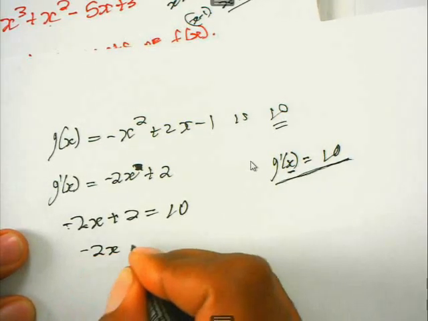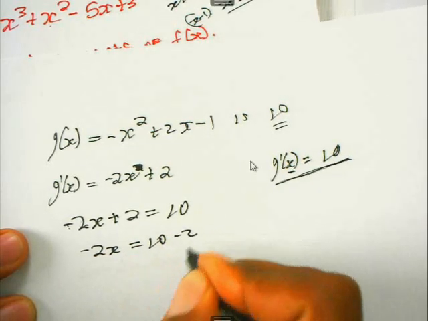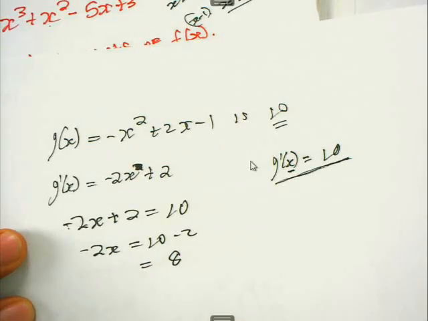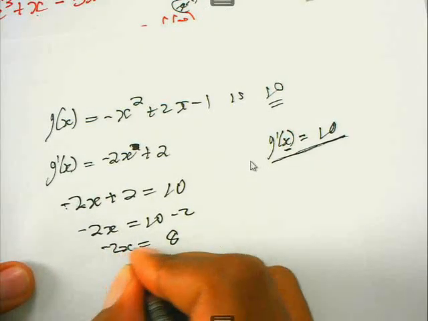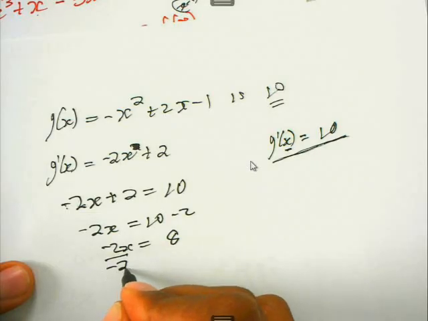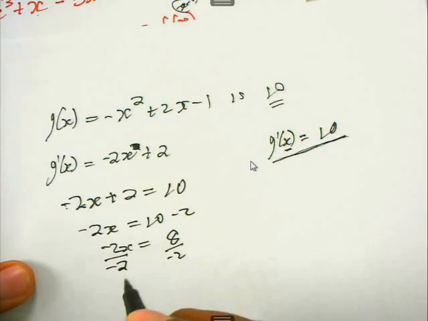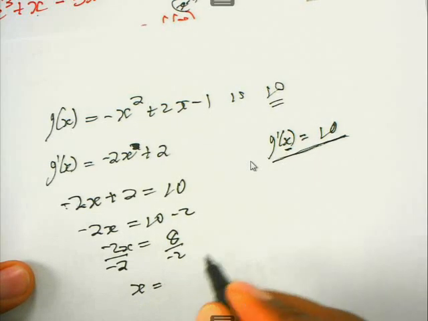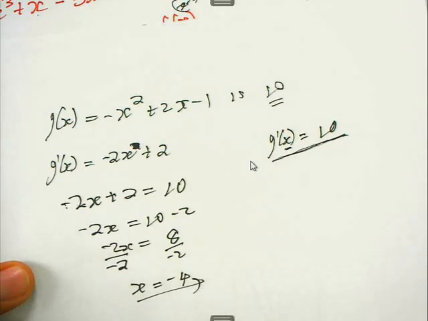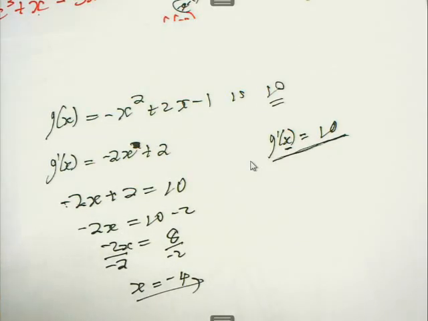Unknown one side, minus 2x is equal to 10 minus 2. 10 minus 2 is 8. And now from here it is minus 2x. And what do you do now? Divide by minus 2, divide by minus 2. And therefore, now I can say x is equal to a negative 4. Right? It means the value of x there will be a negative 4.